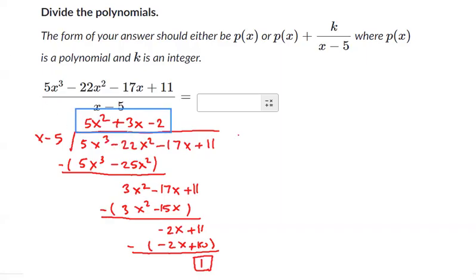Okay, if I want to write it in the form they want us to write it, we can say it should be like this. We start with the quotient, which is 5x squared, and then plus 3x, and then plus 11. And that's my quotient. Then I'll have a fractional part that will be k over something. K is my remainder, which is 1, and something is what we are dividing by, which is x minus 5.